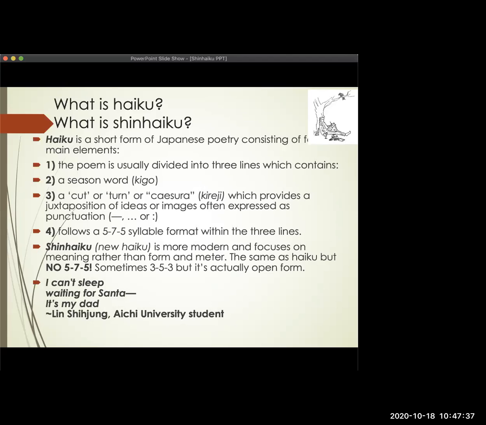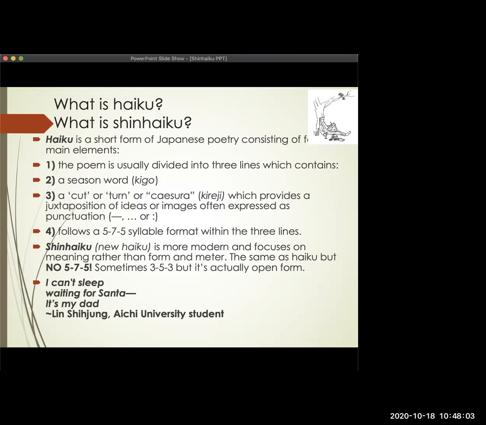So for example, this is one of my students. Let's just read her shinhaiku. "I can't sleep waiting for Santa." It's my dad. So you can see the kigo, of course, is Santa, so we know that it's Christmas time. Actually, it's probably Christmas Eve, or Christmas Day.